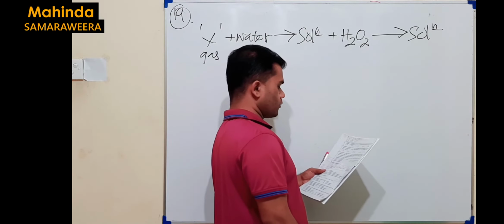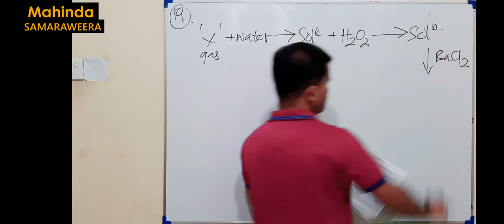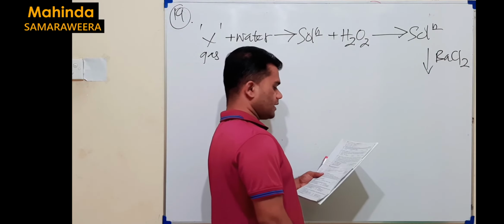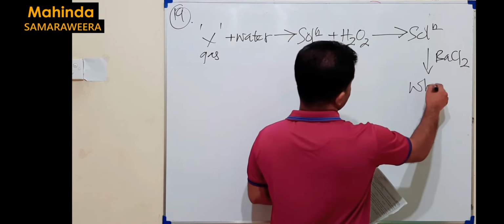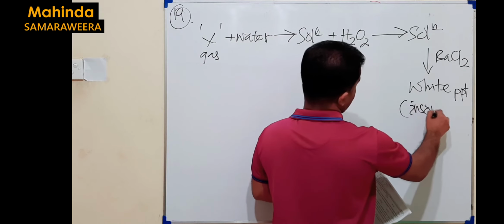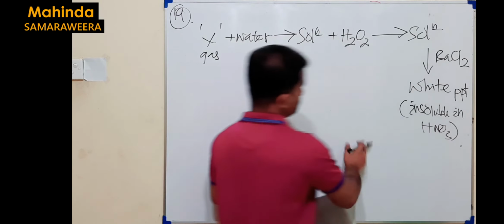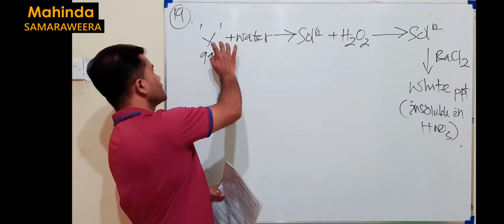Thereafter it is allowed to react with barium chloride. This is treated with barium chloride. We get a white precipitate insoluble in nitric acid. We get a white precipitate. This is insoluble in nitric acid. That's the point. Now you are asked to find out the gas X.